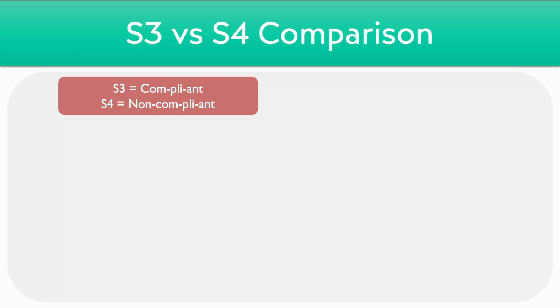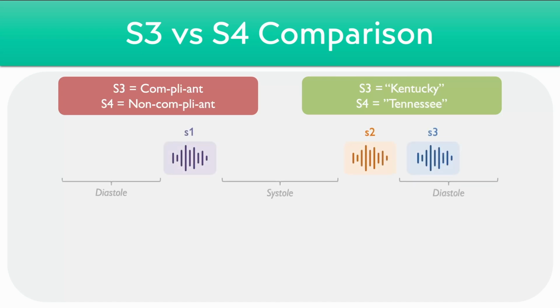Another tip to remember is that the S3 rhythm often sounds like the word Kentucky, while the S4 rhythm often sounds like the word Tennessee, and this can be useful to remember when auscultating. With these features in mind, let's have a listen to the S3 heart sound again.